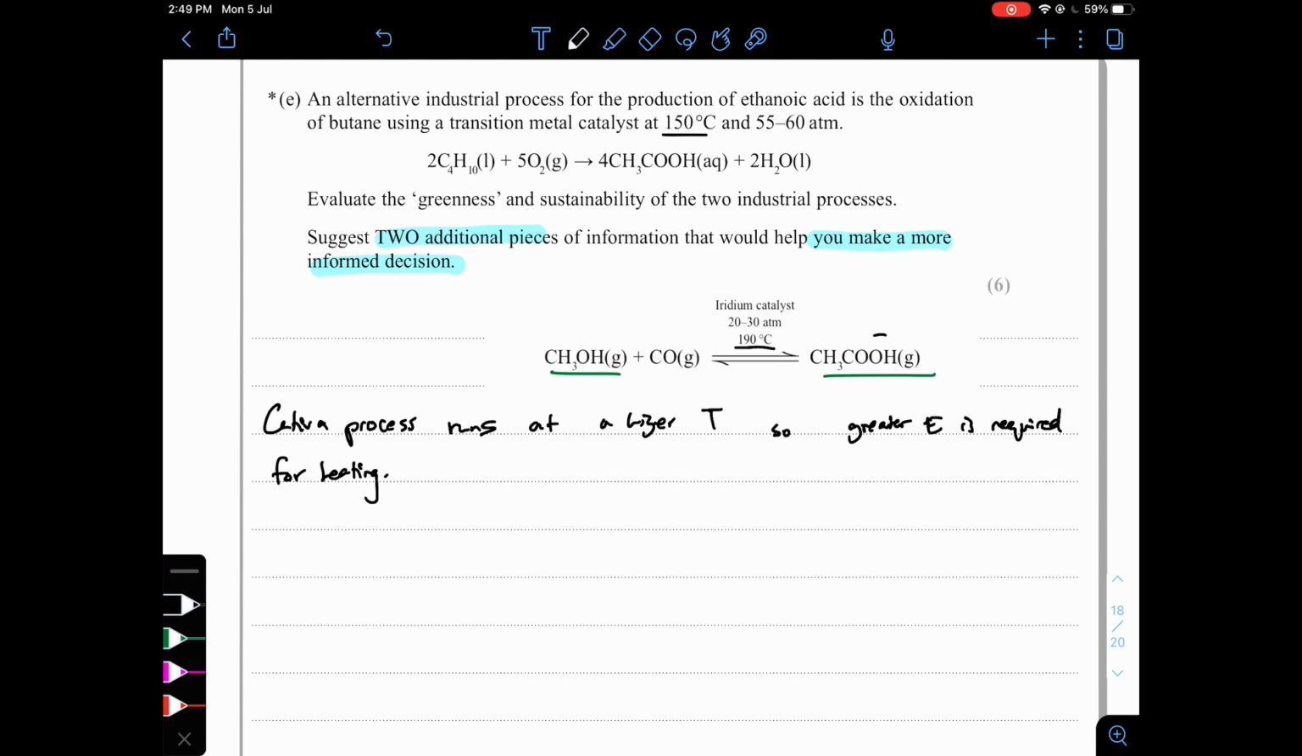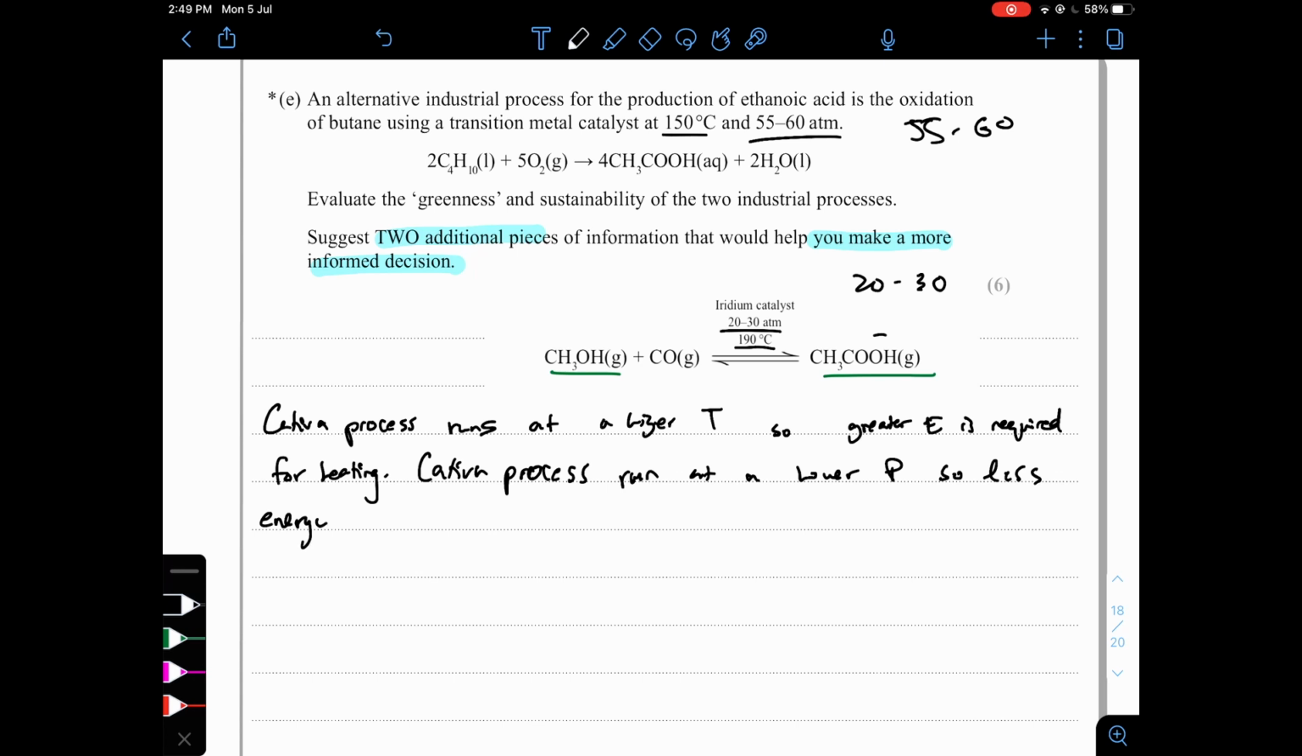What else can we say, compared to the alternative? You can say that the Cadiva process runs at a lower pressure. You can look at the pressure: 55 to 60 compared to 20 to 30. So less energy is required for compression.